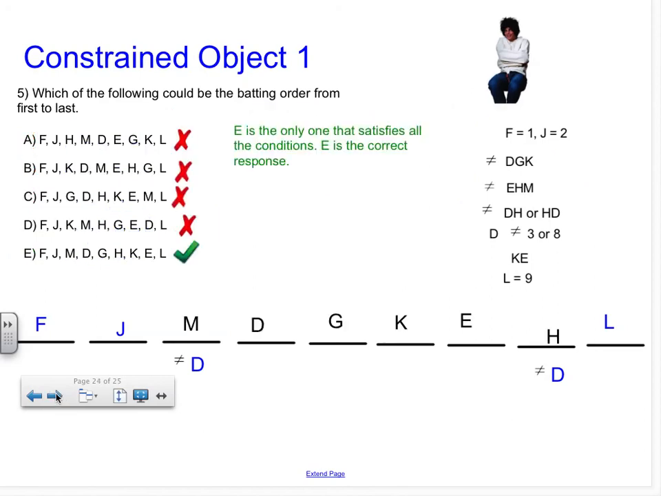So just to recap, E is the only one that satisfies all the conditions. E is the correct response.